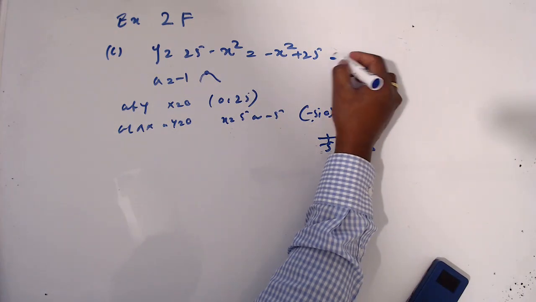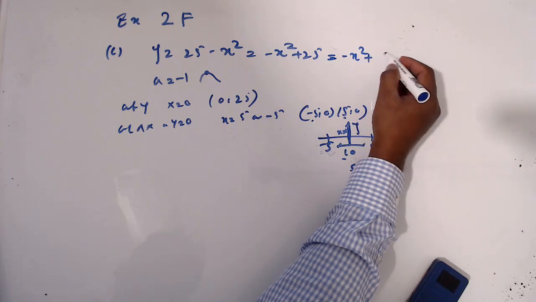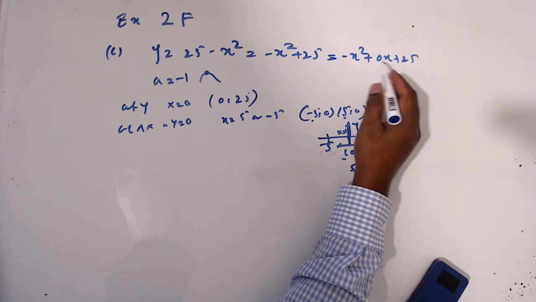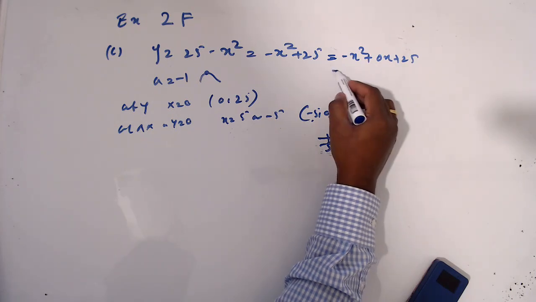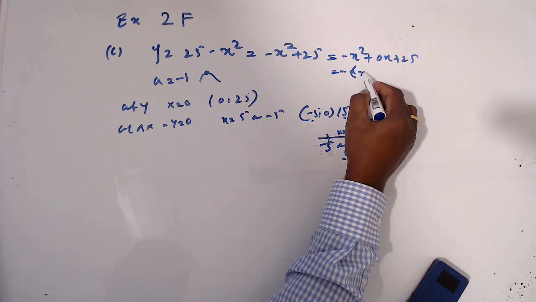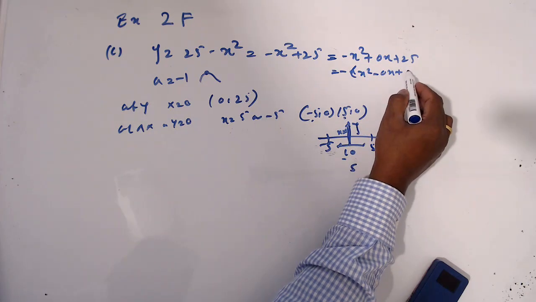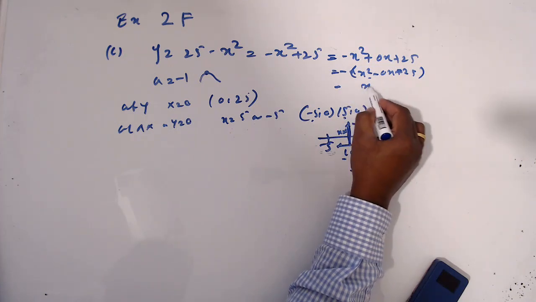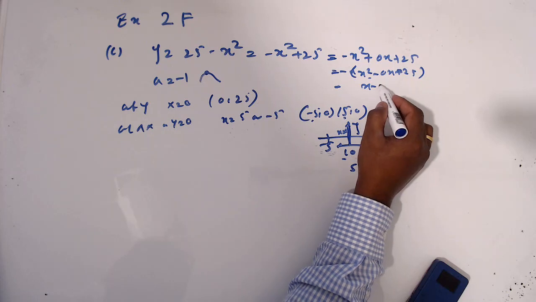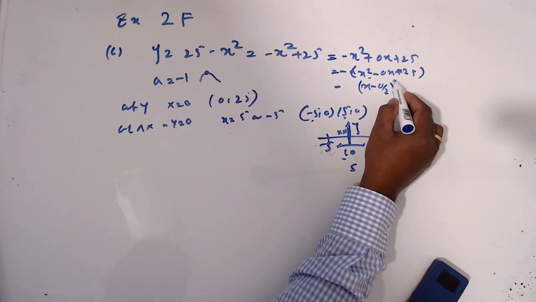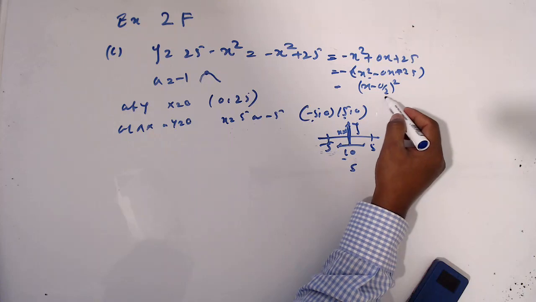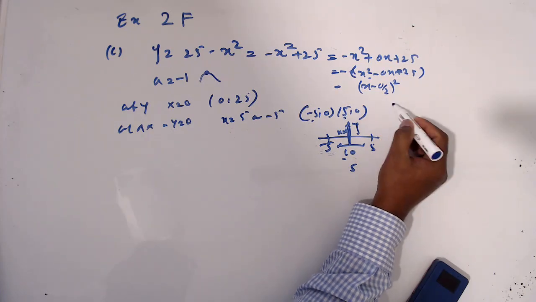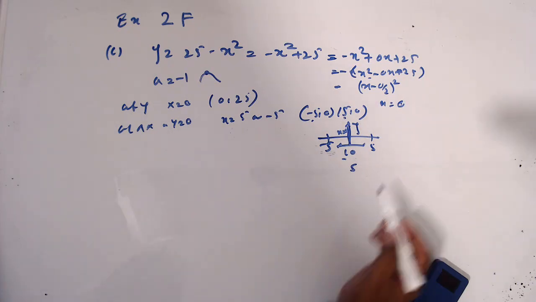Or you can see that minus x square plus 0x plus 25. So when you are trying to complete the square, you take minus out, then x square minus 0x minus 25. Then this is going to be (x minus 0 divided by 2) square. Still 0 divided by 2. So then the symmetric line is still x equals 0.